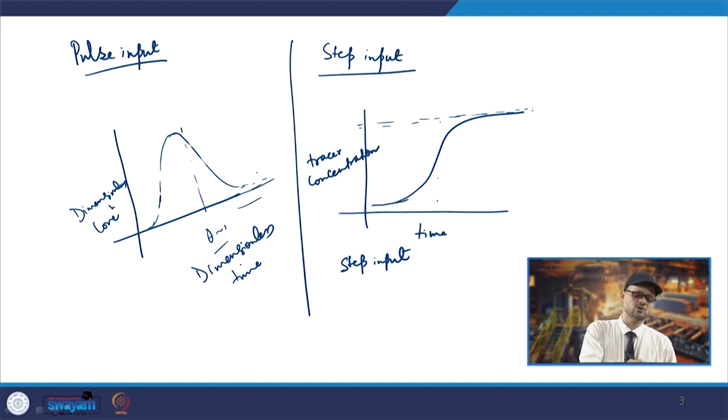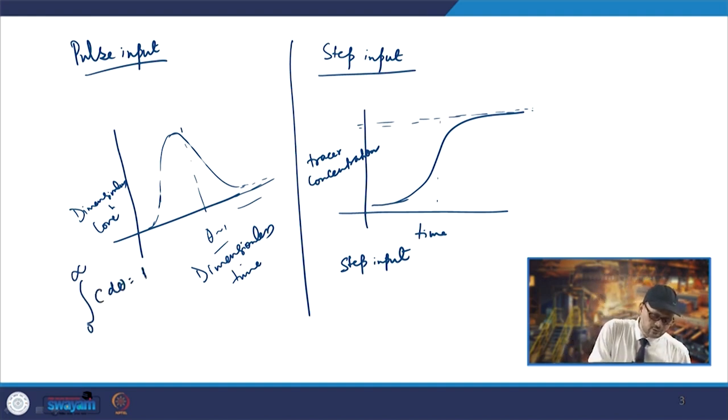Now, if you plot on the dimensionless scale, then the area under this curve is always going to be unity. So, we normally represent that if you take the area under the curve from 0 to infinity, C d theta will normally be 1. That is how we try to show these pulse input cases.